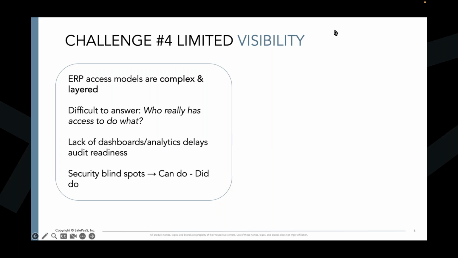Yeah. So can do, did do. Materialized risk is a fancy way of saying that just because somebody could create a supplier and pay a supplier, and we slipped through the cracks, did they do that? Did they actually create a supplier and pay a supplier? Did they pay their brother-in-law? Whatever that is, right? Whatever that fraud risk is.